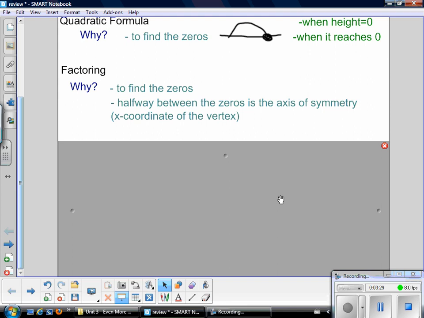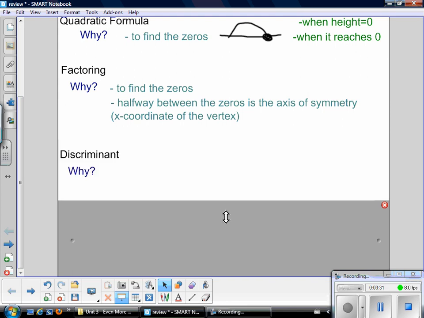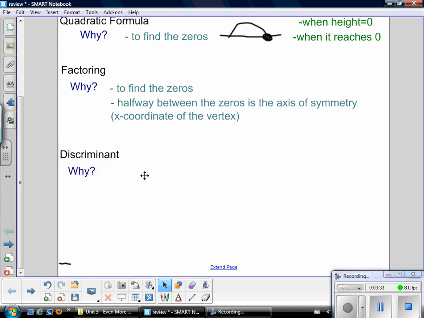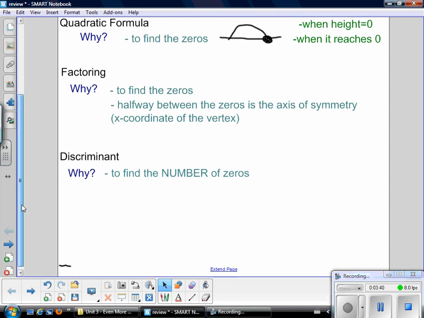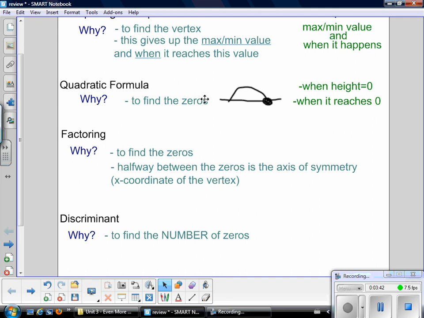The other thing that we did in this unit was the discriminant. And why did they make you do the discriminant? It was to find the number of zeros. Okay, so if you look at this, we're interested in zeros, zeros, zeros. So we're interested in when it hits the x-axis. The reason being is because in a lot of cases, that's when we're talking about word questions.